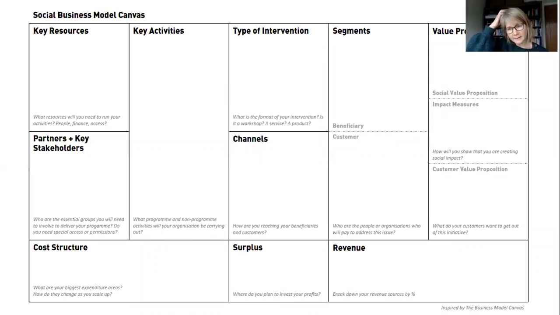I've just popped in the chat a useful value proposition formula which brings a lot of this together. Your value proposition is the name of your organization, what it does, so the activities or the things that you do that underpin your theory of change, but so what you do to the problem you are solving for the beneficiaries.